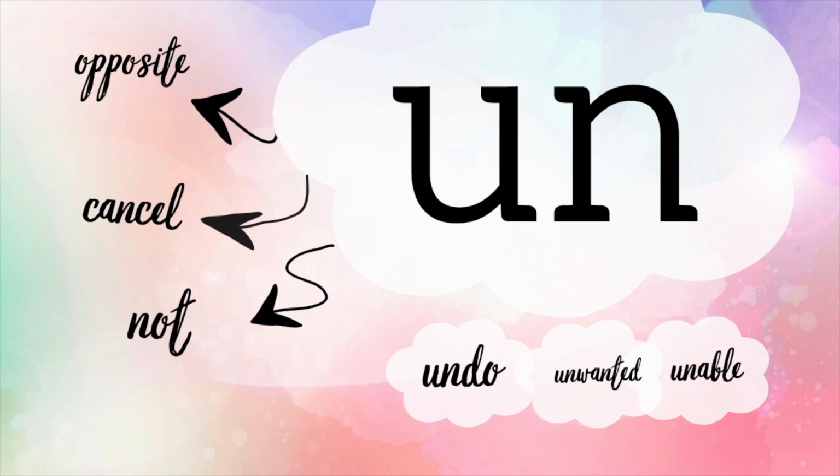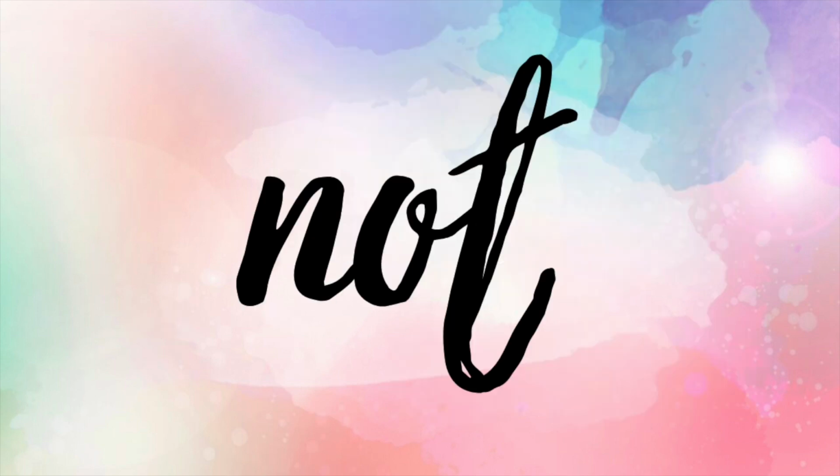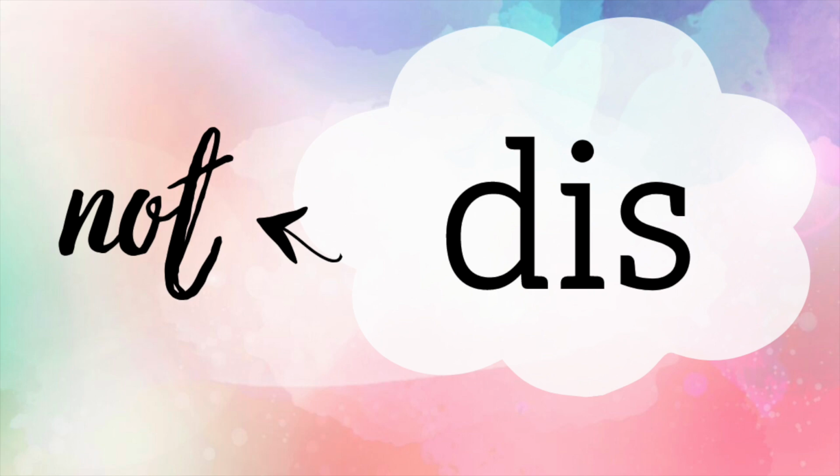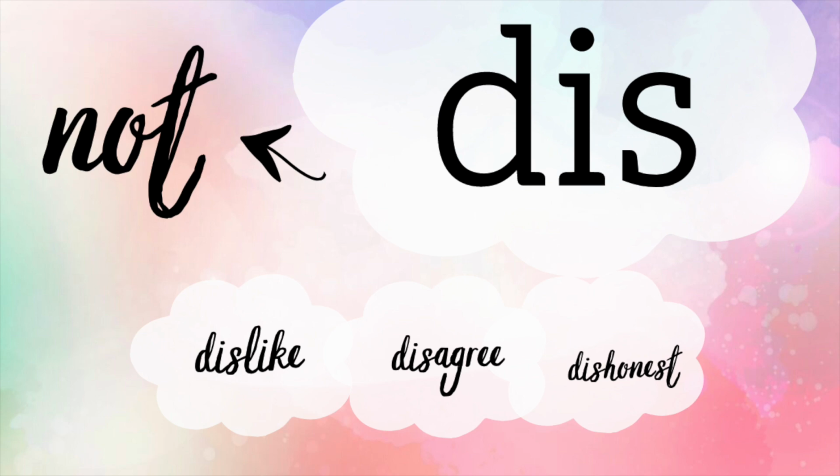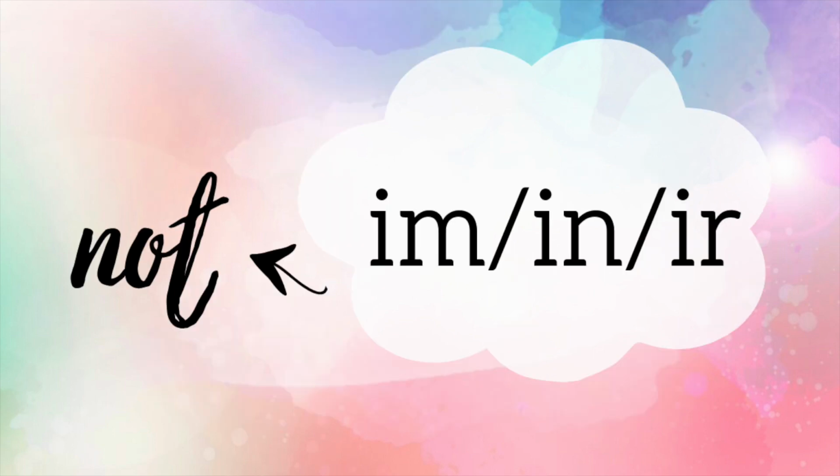So now let's take a look at the next part. The next part is going to focus on the word not. So it all means not in different ways. So we're going to look at the first one, which is dis. So dis means not. For example, dislike. So not like. Disagree, not agree. Dishonest, not honest.